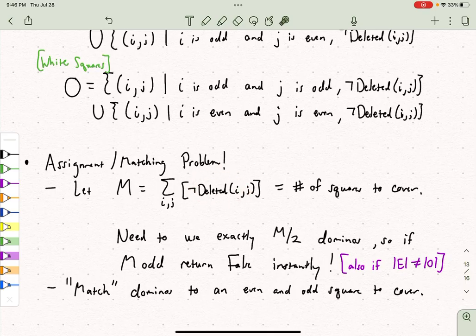Now if m is not even, so if m is odd, we return false immediately because we're using a single domino to cover two squares, right? So in total, we need m over two dominoes, two squares per domino. So obviously, if m is odd, this isn't even an integer, and so obviously we can't cover the whole board. Similarly, if there's more odd squares than even squares, then it'll also be impossible.